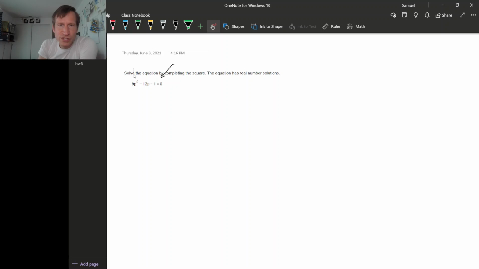So our leading coefficient here is 9. Now our trick for completing the square really only works when the leading coefficient is 1. So we have to make the leading coefficient 1 by dividing both sides of this equation by 9. On the right, of course, that doesn't change anything. We still have 0. But on the left, 9p squared over 9, that's p squared. And then minus 12p over 9. 12 over 9, that's 4 over 3. So 4/3 p minus, and then 1 over 9, that's 1 over 9.